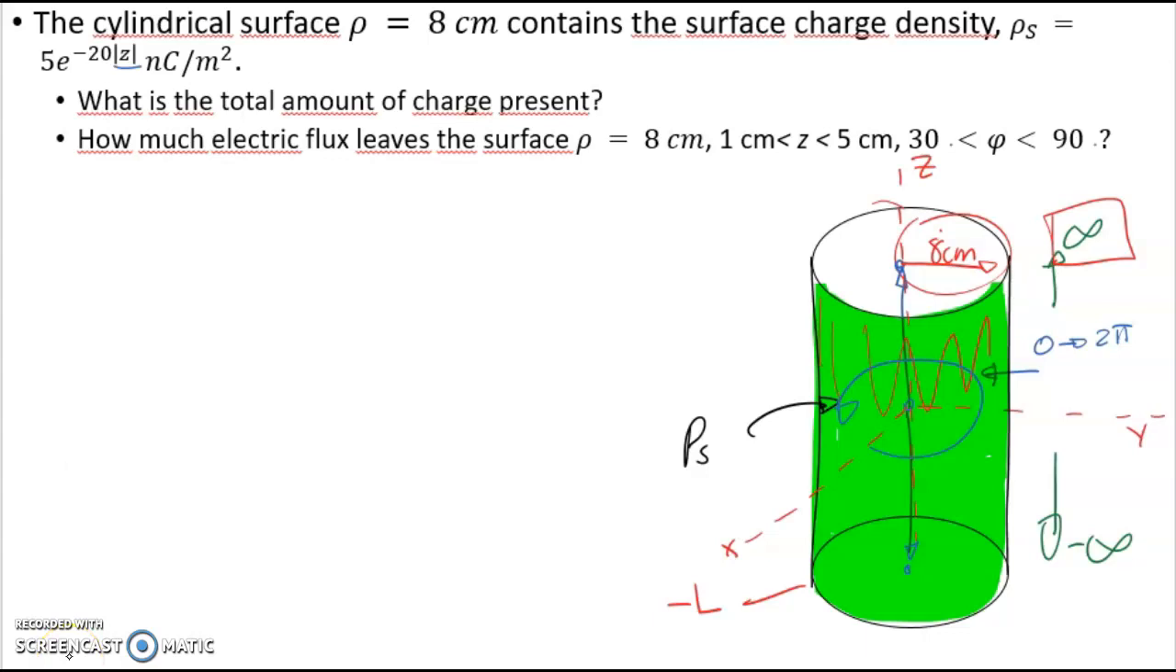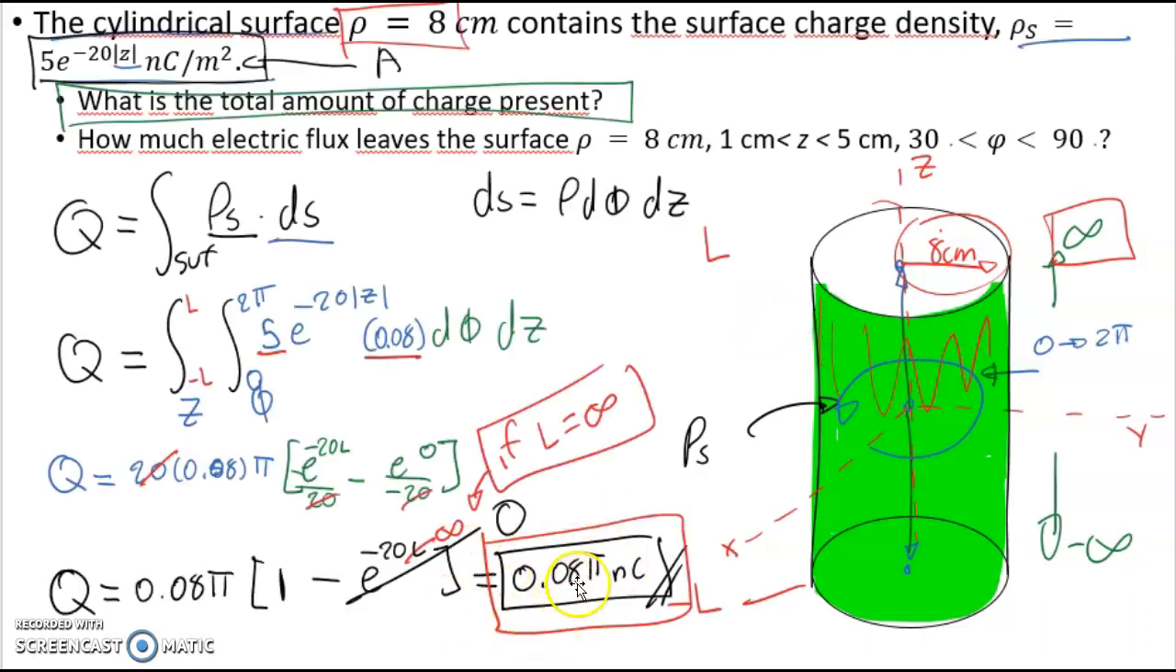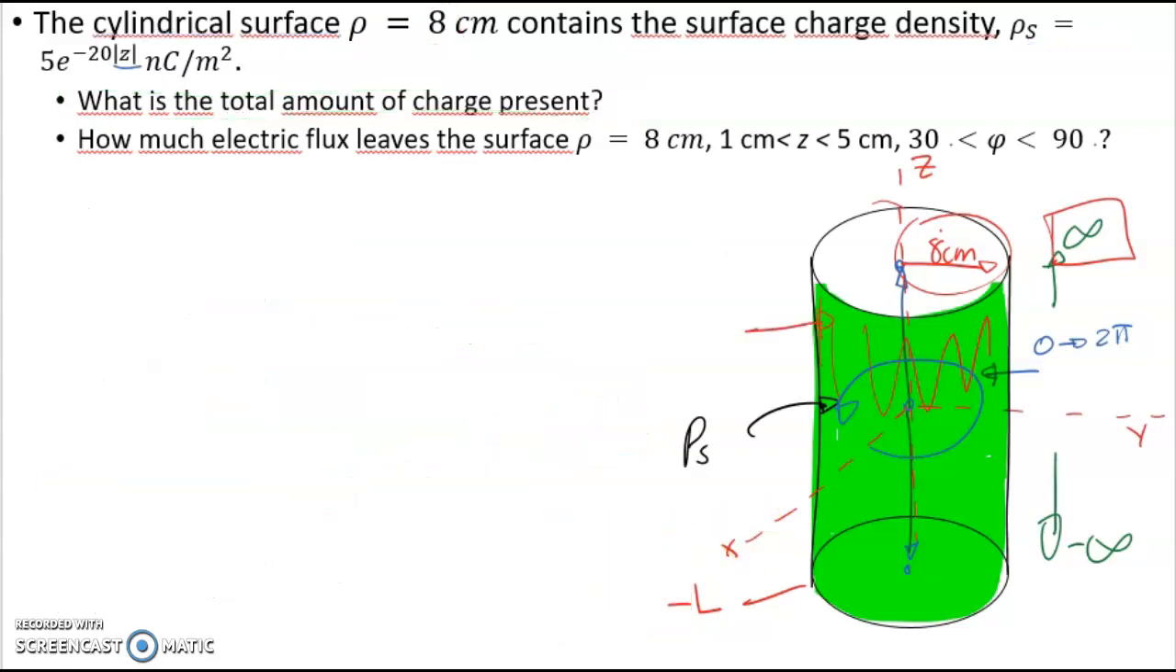Flux density homework, problem 2, part 2. Now, we already calculated the total charge present in the surface of our cylinder. If we recall, it was 0.08 pi nanocoulombs. Now, we're going to calculate the amount of flux leaving the surface defined by a radius of 8 centimeters, the same as we did before.